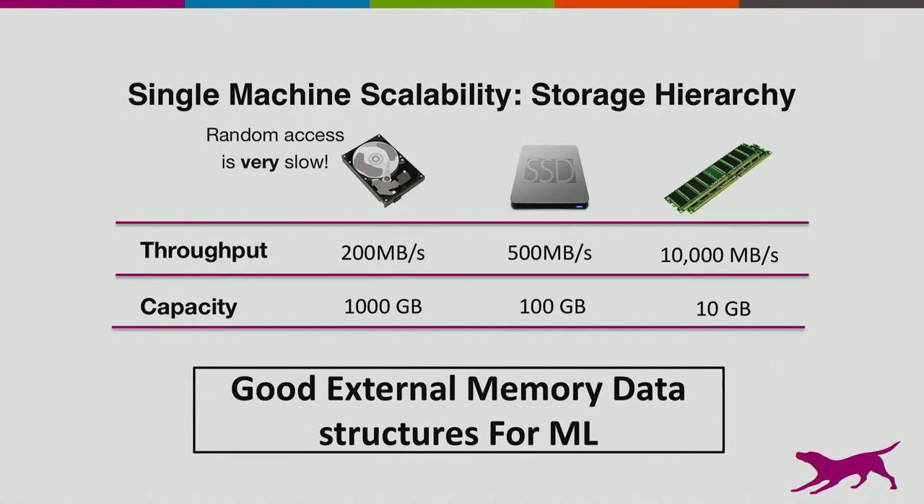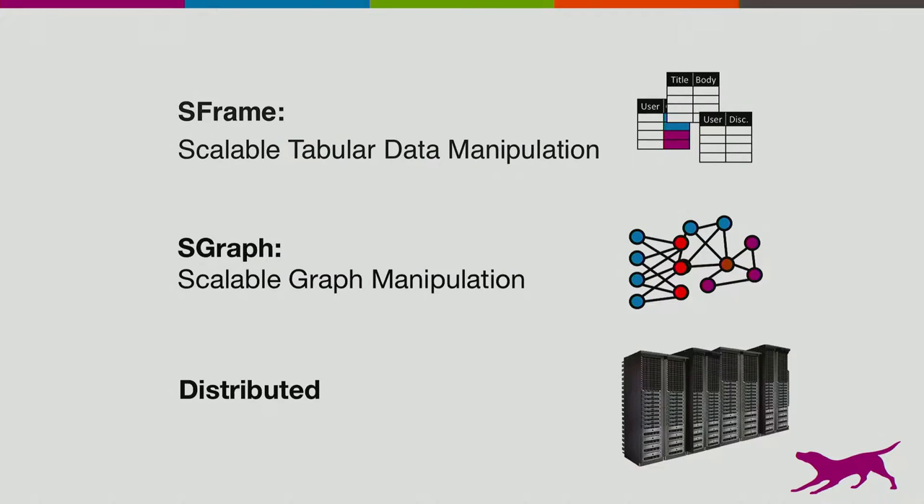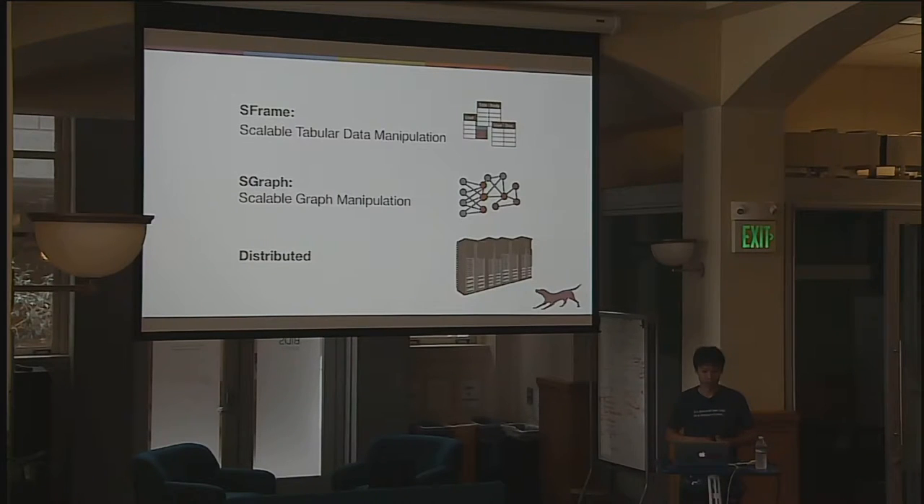A good external memory data structure for machine learning needs to incorporate this knowledge about the system storage hierarchy. The rest of the talk is divided into three parts. I'll first talk about SFrame, which is scalable tabular manipulation, followed by SGraph, which extends the table architecture to deal with graph data. And lastly, I will talk about how we extend the single machine external memory data structure into a distributed setting.